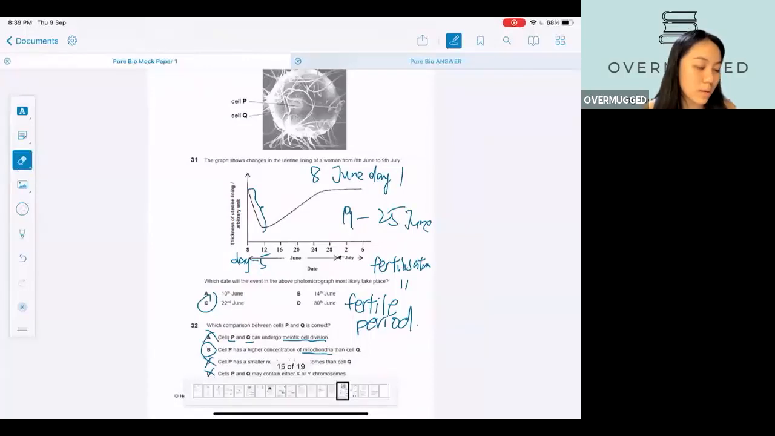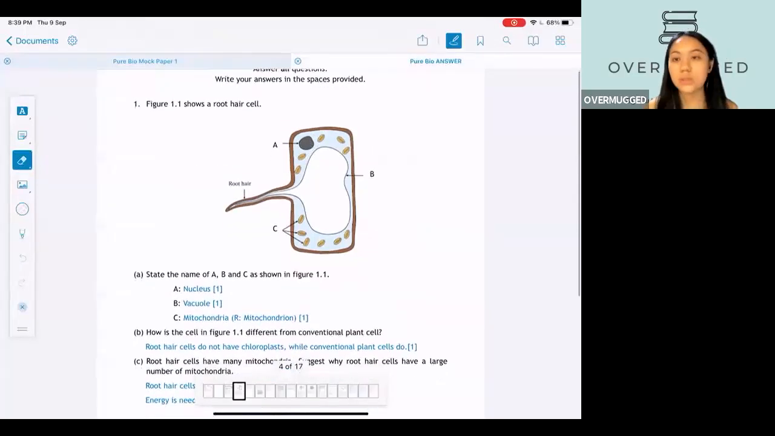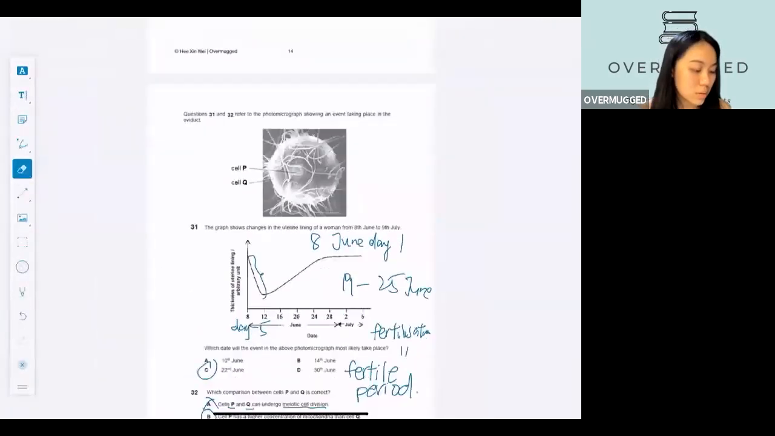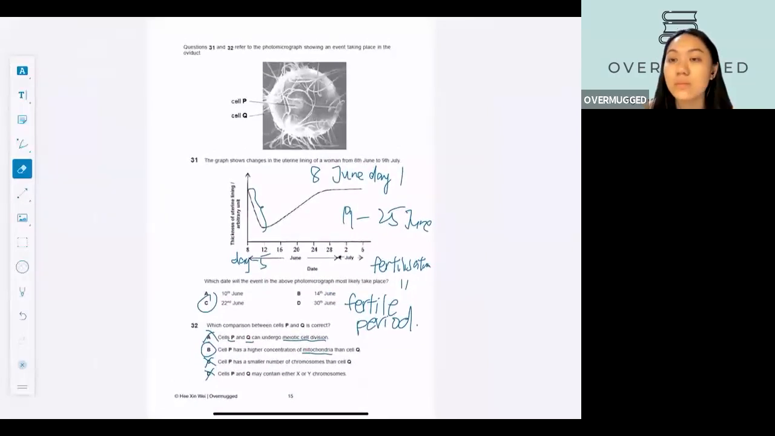Okay, let's go to section B. Shouldn't fertilization take place where the uterine lining is the thickest? Fertilization is about the fertile period. It has nothing to do with the uterine lining, but has to do with the availability of ovum and sperm, so that fertilization can happen. So it's not about the uterine lining.